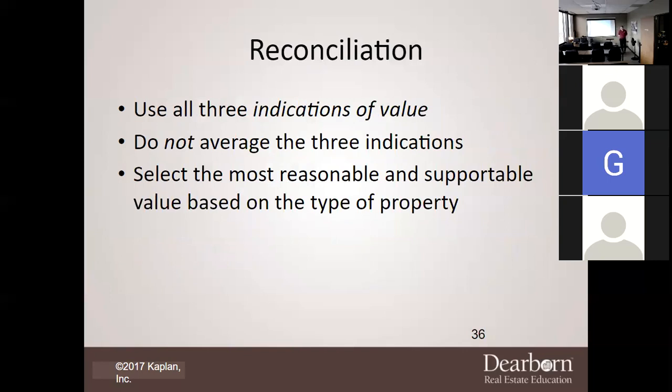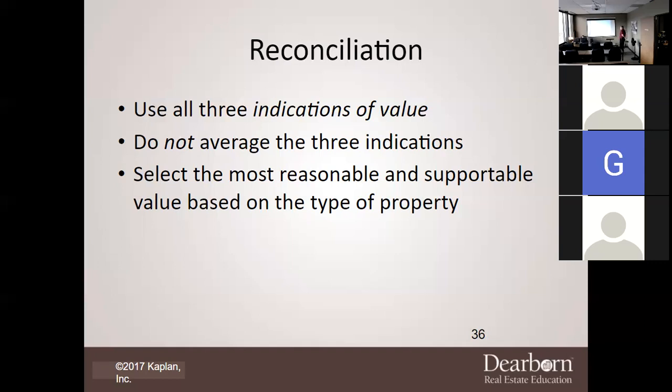Now what's reconciliation? So we talked about the three methods in regards to appraising properties, but what about the reconciliation? What exactly is reconciliation? Well, it's the same thing as if you're reconciling your books. Okay, you're in accounting, you kind of know what I'm saying. It's where you take all three indications of the value that you came up with. You're not going to average those three values.